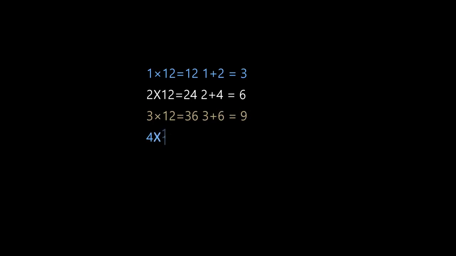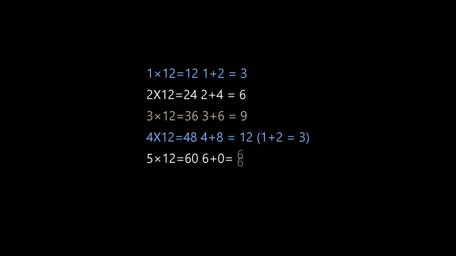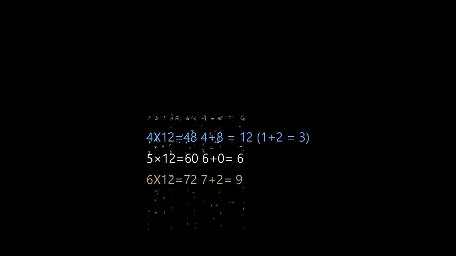4 times 12 equals 48. 4 plus 8 equals 12. 1 plus 2 equals 3. 5 times 12 equals 60. 6 plus 0 equals 6. 6 times 12 equals 72. 7 plus 2 equals 9. If you keep on going, you'll find our number system is all 3, 6, and 9, repeating to infinity.